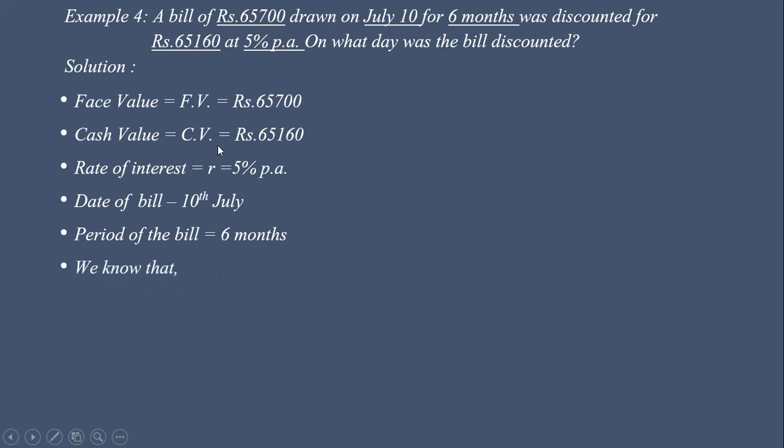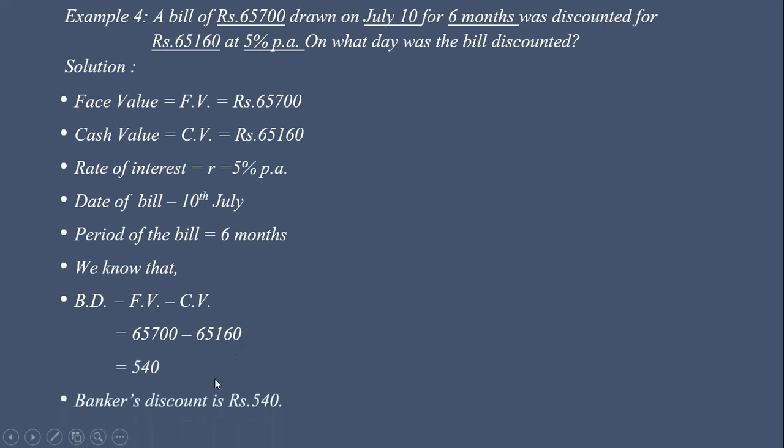Now we know that from these two values, first we calculate banker's discount. BD is equal to FV minus CV. So 65,700 minus 65,160 is equal to 540. So we get banker's discount is rupees 540.